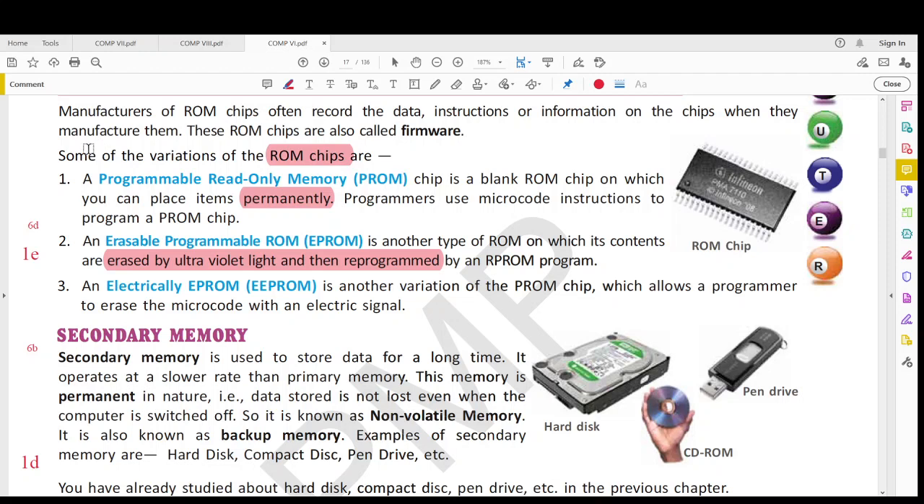Okay, so PROM is permanently programmed, it cannot be reprogrammed, and EPROM is not permanent, you can reprogram it. You can reprogram an EPROM, but you cannot reprogram a PROM.